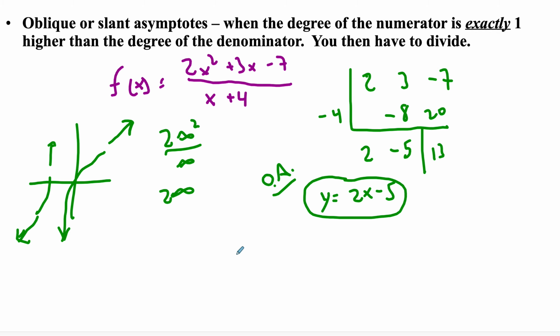Now, the end behavior in this case: you look at the slope, and if it's a positive slope, as x goes up, y goes up. So I can also use this to predict the end behavior, which in this case would be this. If it was a negative slope, then it would be the other way around, because it would be going down from left to right. Key thing, the degree of the numerator is exactly 1 higher, because if it's exactly 1 higher, when you divide it, you get a linear function as the quotient.